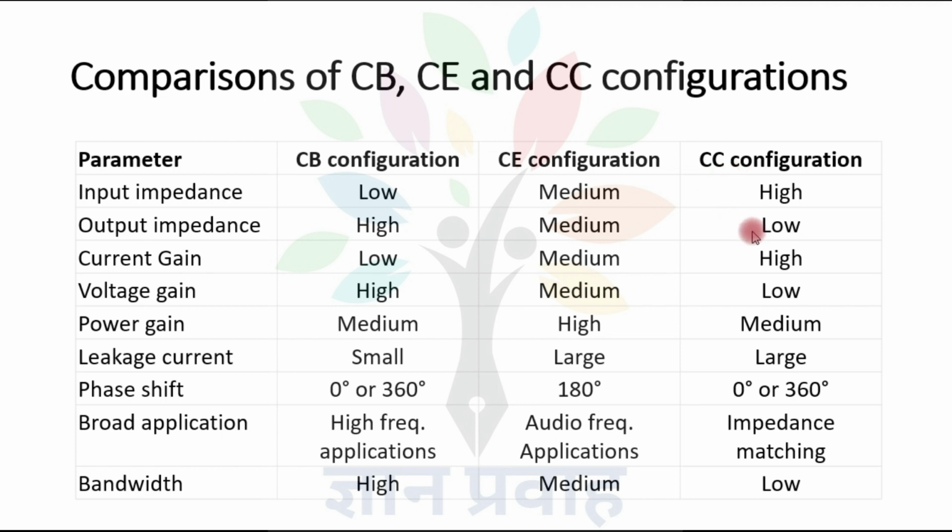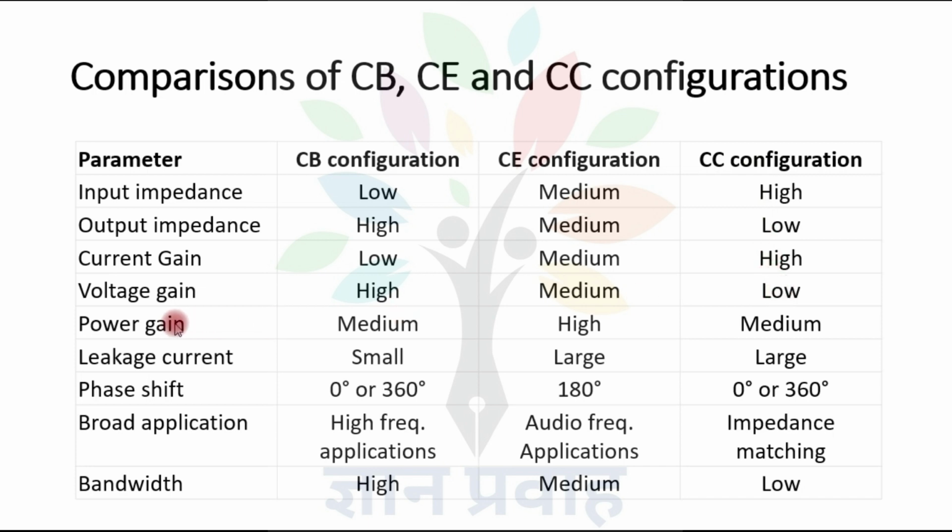and CC configuration has low output impedance. So here we can see input and output impedance values are perfectly matched for CC configuration. That's why CC configuration is used for impedance matching or as a buffer circuit. Current gain for CB configuration is low, for CE configuration is medium, and for CC configuration is high. Voltage gain for CB configuration is high, CE configuration is medium, and for CC configuration is low.